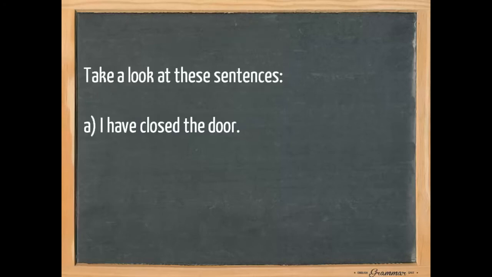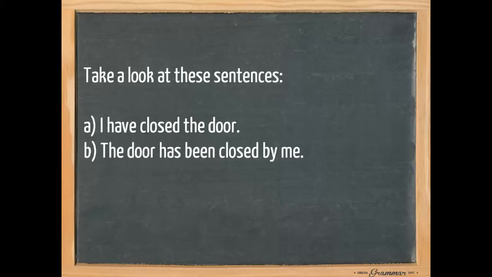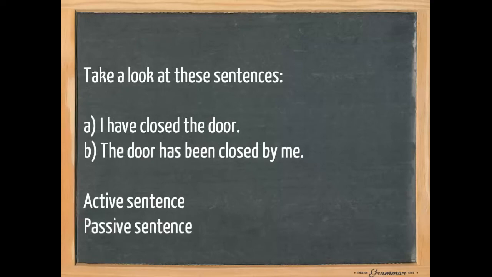Take a look at the following sentences. I have closed the door, and the door has been closed by me. The first sentence is an active sentence. The second sentence is a passive sentence. Now usually we turn active sentences into passive sentences. So what we do is the object of the active sentence becomes the subject of the passive sentence, and the subject of the active sentence becomes the object of the passive sentence. So I has become me, and the door has become the subject of the passive sentence.